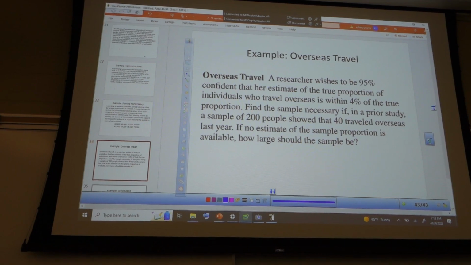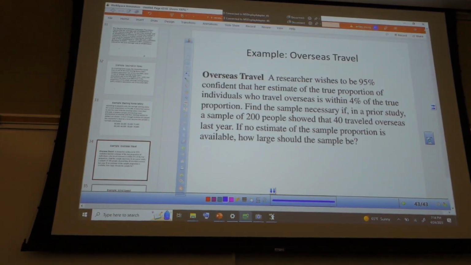Great. 15 seconds with your neighbors. What kind of problem is this? Okay, so is this a proportion or a mean? Proportion. It says proportion. Good. Is it a hypothesis test or is it a confidence interval? It's a confidence interval. So, how do we know that? Because it says we want to find, there's an estimate. Does that make sense? Okay.